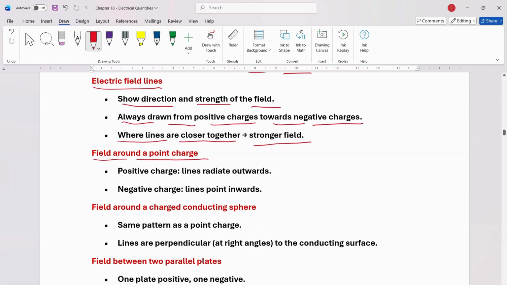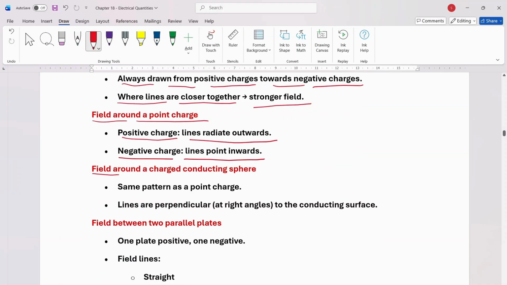Field around a point charge. Positive charge, lines radiate outwards. Negative charge, lines point inwards. Field around a charged conducting sphere. Same pattern as the point charge. Lines are perpendicular, at right angles, to the conducting surface.